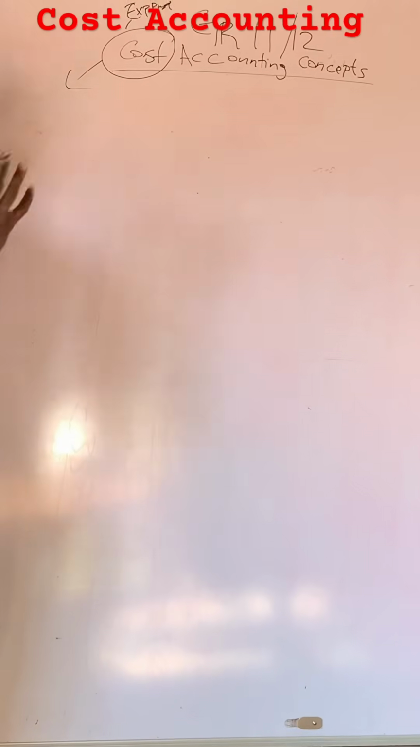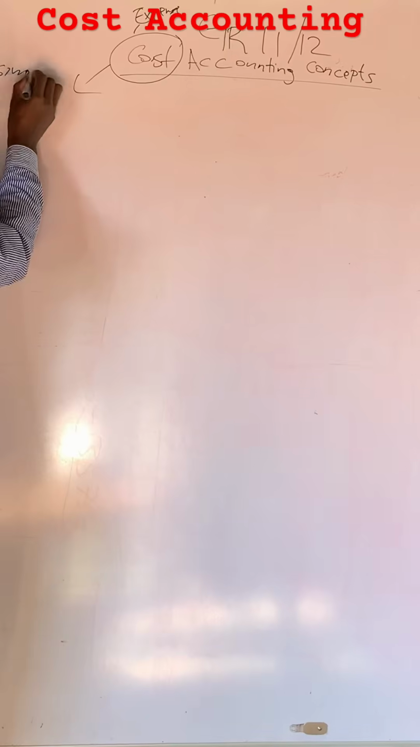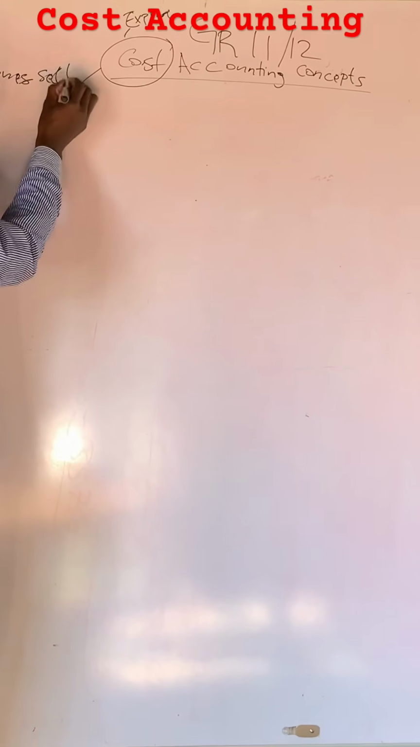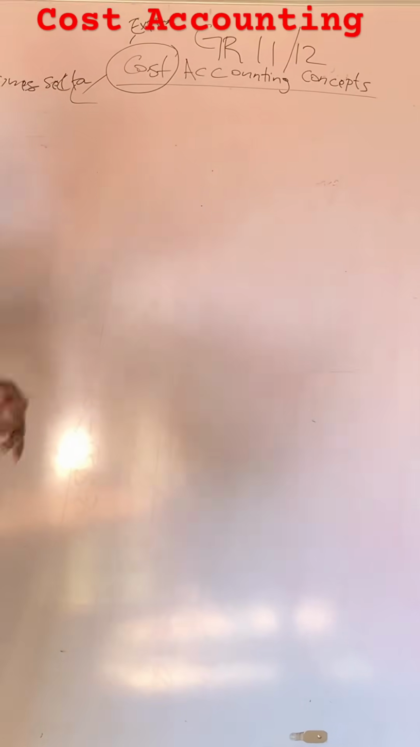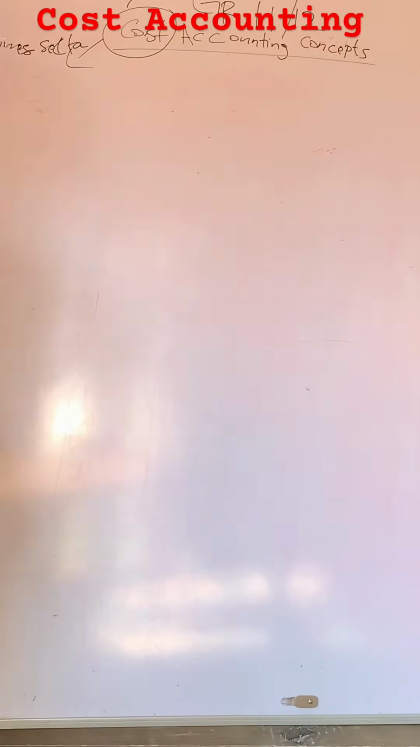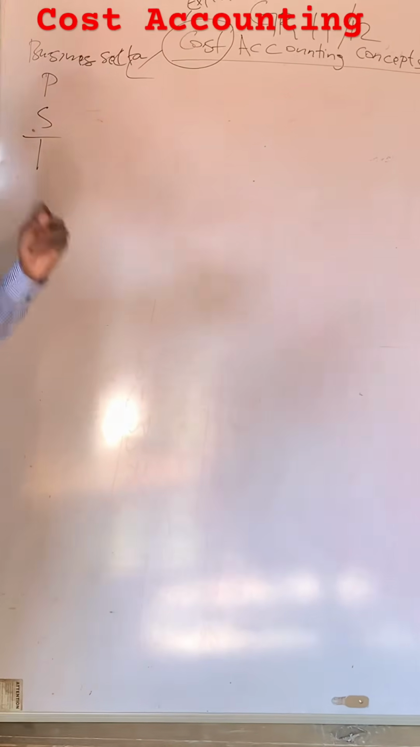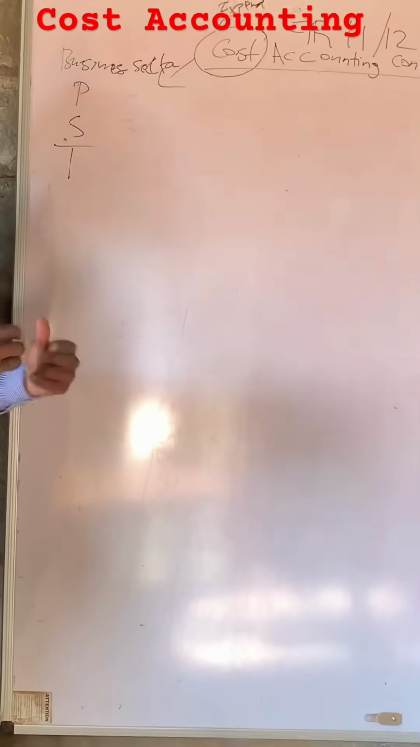Remember, in business studies, we have sectors of the economy. Three business sectors. We have the primary sector, the secondary sector, and then the tertiary sector. In the primary sector, it is an extraction of raw material from nature.